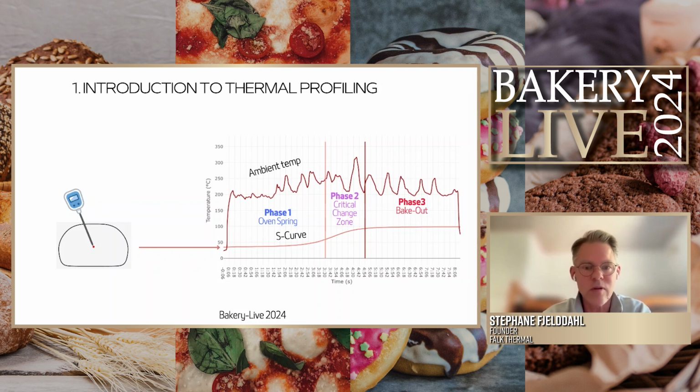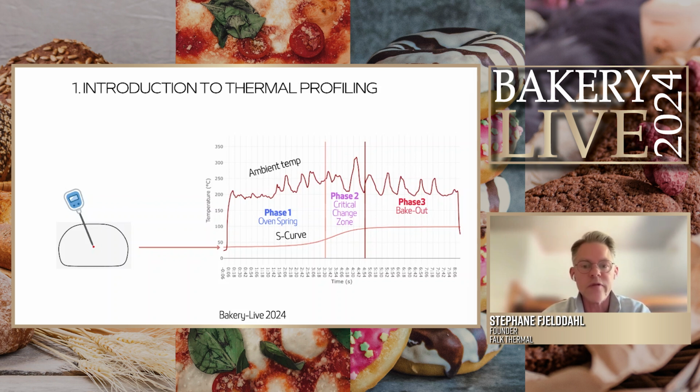You have the flat part of the S-curve, which is phase 1, and then a steep incline, which is phase 2, and finally a plateau on phase 3, which is called the bake-out. Phase 1, the entry of the oven, we call the oven spring for one good reason. This is where your product is still gaining a lot of volume. It's actually like an extension of your fermentation time because the yeast is still alive in this area.